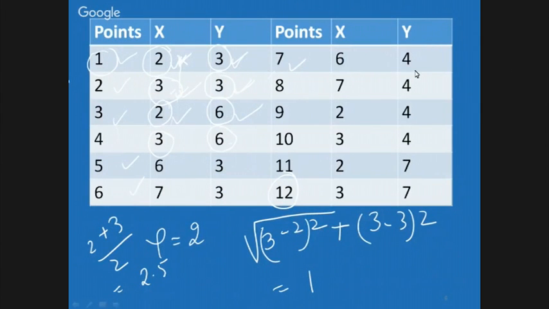Just write the points first. For 5, it is 6, 3. For 6, it is 7, 3. And for 7, it is 6, 4. Right? These are the 3 points, and this also you will need. Just write down the points up to 7. After that, I will put it in the next slide.